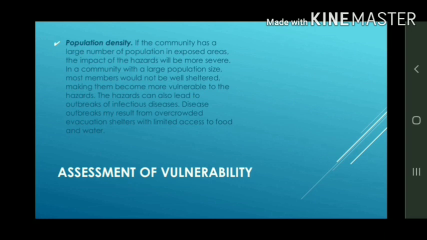In terms of population density, if the community has a large number of population in exposed areas, the impact of the hazards will be more severe. In a community with a large population size, most members would not be well sheltered, making them more vulnerable to hazards. The hazards can also lead to outbreaks of infectious diseases. Disease outbreaks may result from overcrowded evacuation with limited access to food and water.